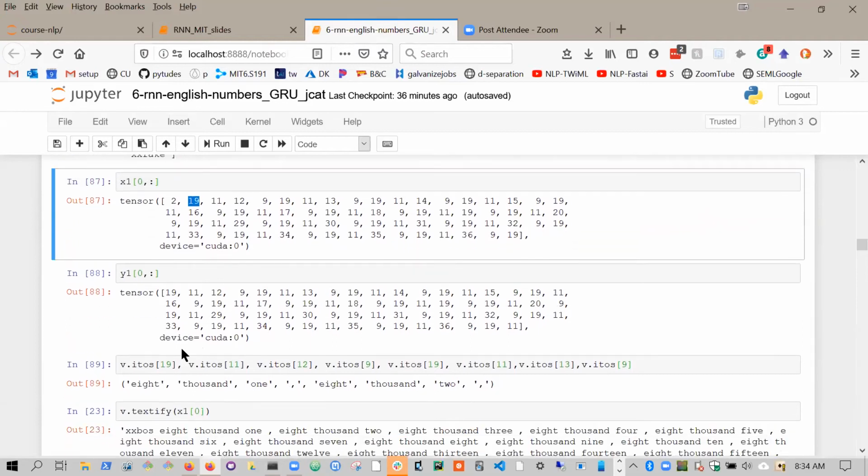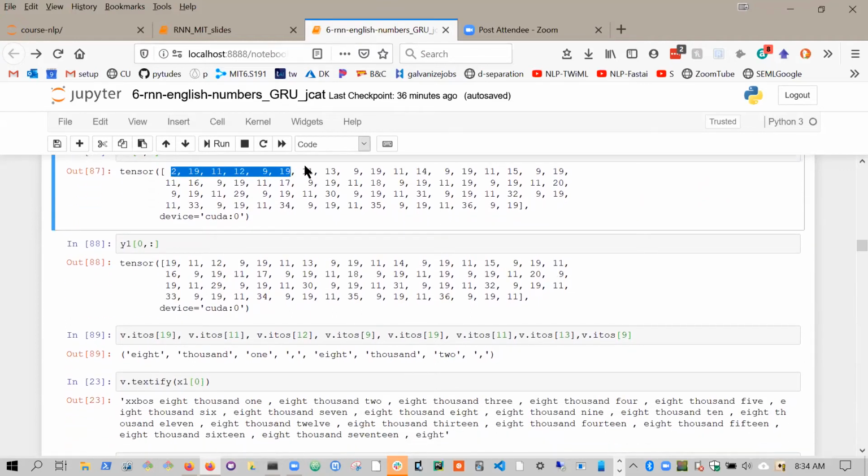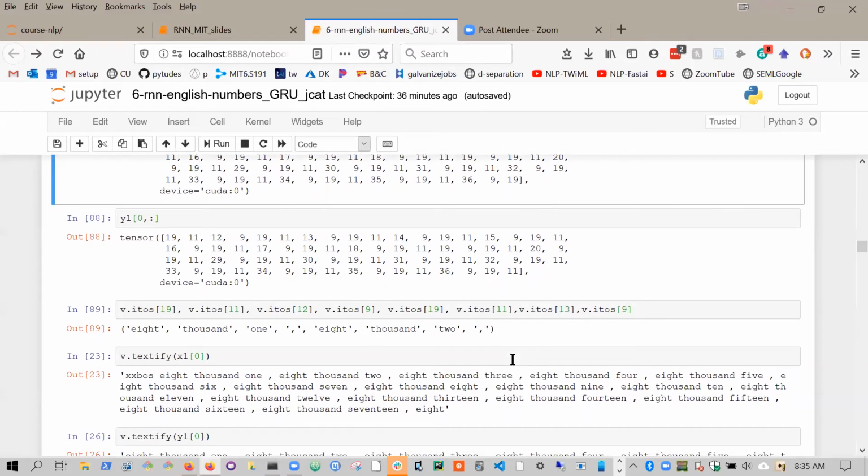So it's interesting to look at what the first few tokens in that batch are when you translate them back to their string versions. So let's look at this: 19, 11, 12, 9, 19, 11, 13, and 9. I'm looking at the first few tokens in the first batch. And if we translate them to their string values, we can see they're 8001, comma, 8002, comma, and so on. So that makes sense.